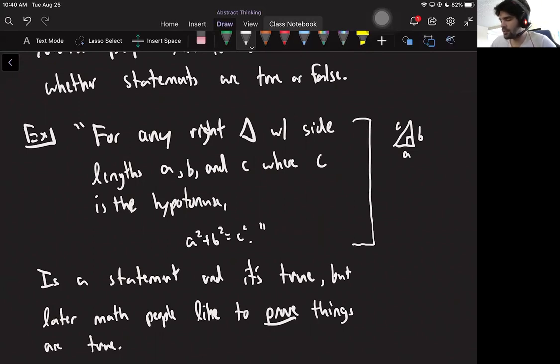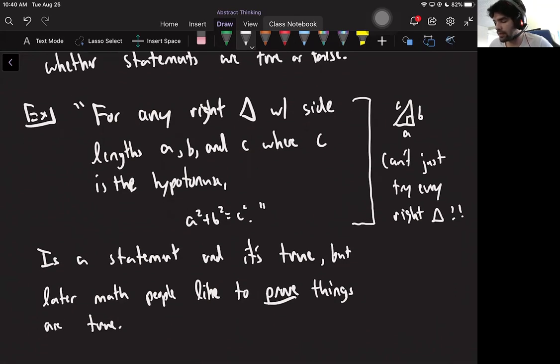Now, I can't just try every triangle. Every right triangle. That would be impossible. I can't just say, okay, here's a right triangle. Yes, the equation works. Here's another right triangle. Yes, the equation works. Here's another one. Yes, it works. That's not proving that it's true. That's just saying that it works sometimes. And so proofs are wonderful because what they do is they show something always works without typically having to go through all possibilities. Going through all possibilities is usually impossible.